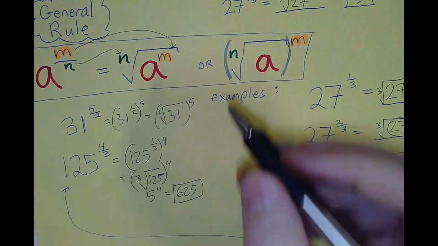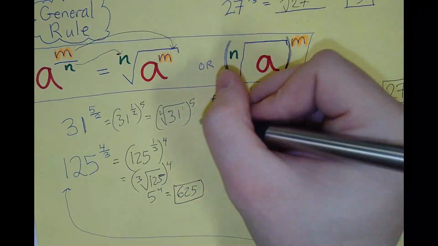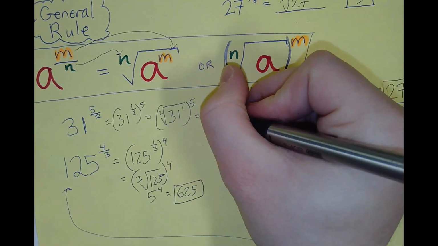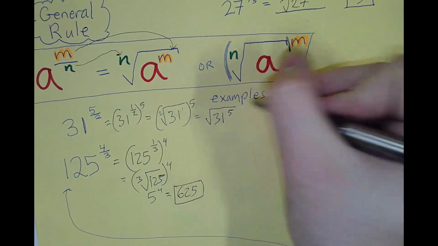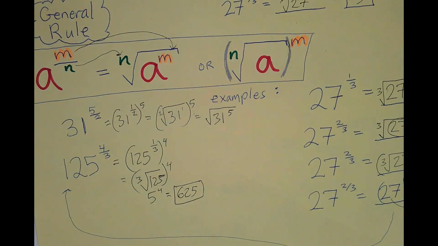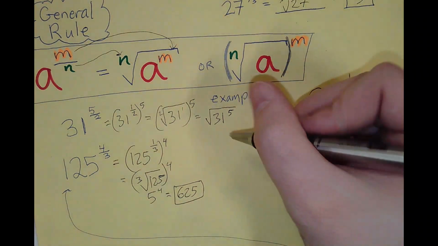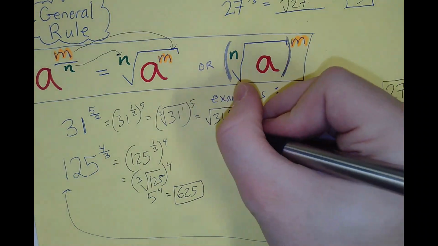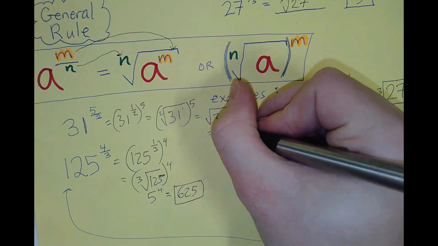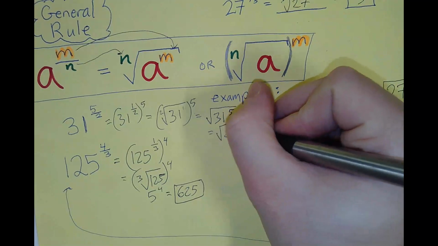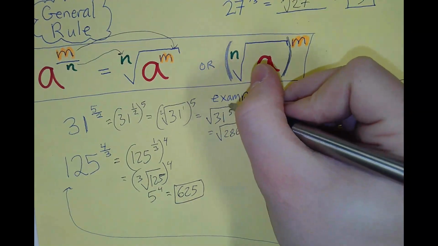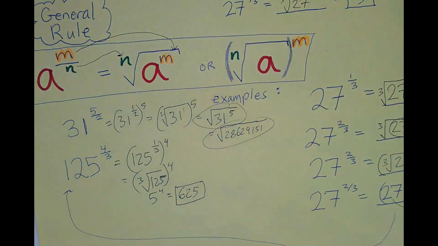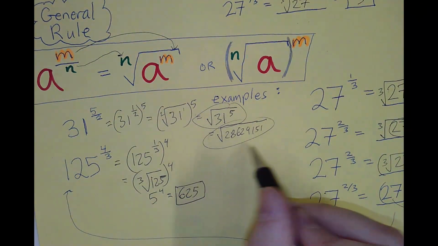This one is a little bit weird because we can't take the square root of 31, but we could rewrite this as 31 to the 5th on the inside. So now, what's 31 to the 5th power? The answer is 28,629,151. So 28,629,151. Would you rather leave your answer like this or like this? It depends on your teacher, but I'm pretty sure that you can't take the square root of this number.